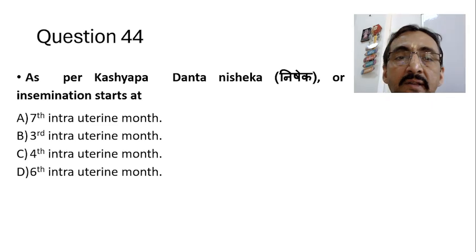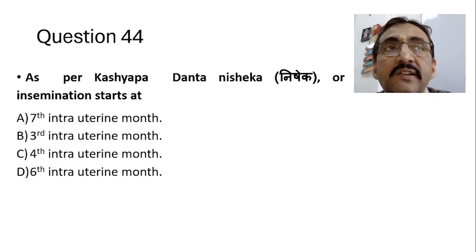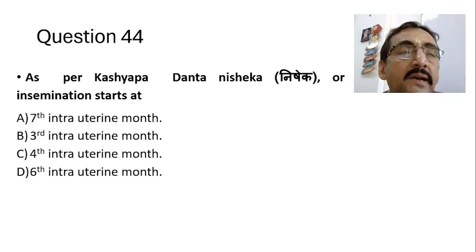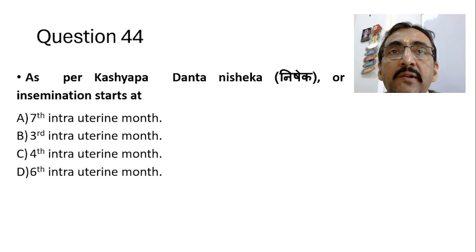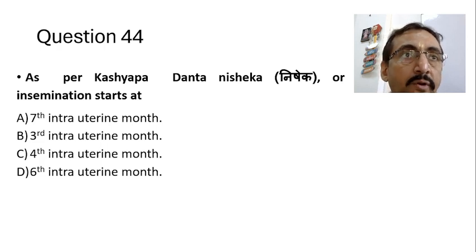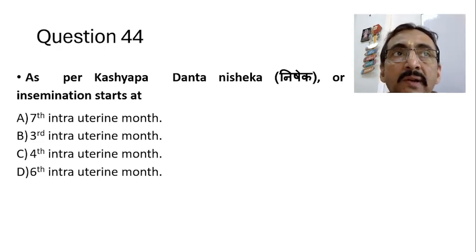As per Kashyapa Samhita, danta nishekha or insemination starts at which month? See, nishekha is something taking place embryologically, in intrauterine life. The tooth buds are formed in a very rudimentary form. So even Kashyapa is mentioning the changes which are taking place in intrauterine life. In those days, without ultrasounds and all those things, he is able to identify in which particular month of intrauterine life the tooth buds are formed. Chaturte maase danta nishiktho bhavati. This is what is told.